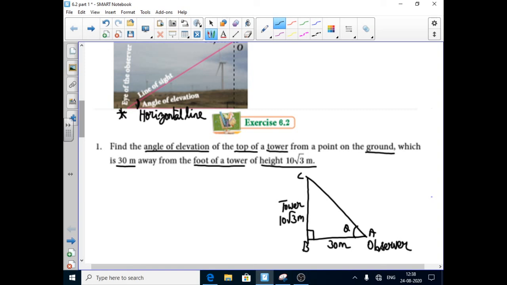This is 90 degree. We have to find this theta. For this theta, this 10√3 side, BC, is the opposite side. For this theta, this 30 meter is the adjacent side. Next, the side opposite to 90 degree is the hypotenuse.